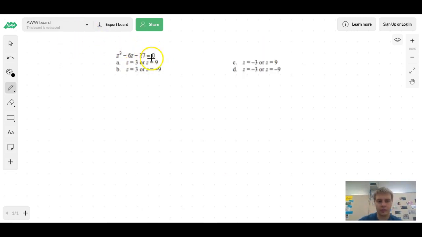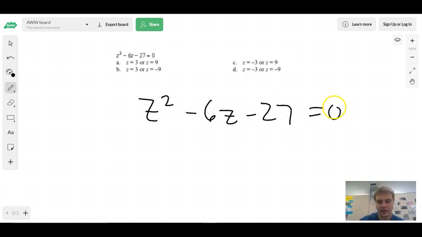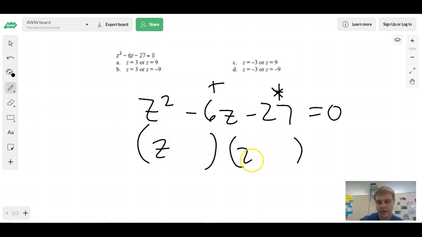For this one, they want us to solve this quadratic. To solve this quadratic, I'm probably going to use the factoring method because this thing looks like it can factor and looks like it would be pretty easy to factor. So I'm going to think about what multiplies together to give me 27 and adds together to give me negative 6. In this case, I believe that would be negative 9 and positive 3.